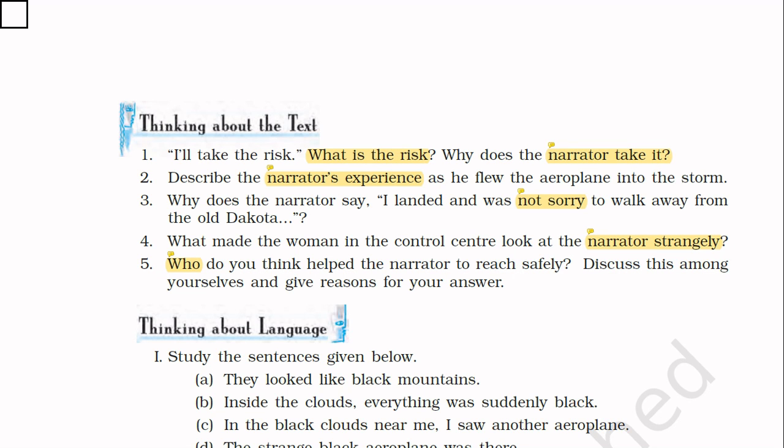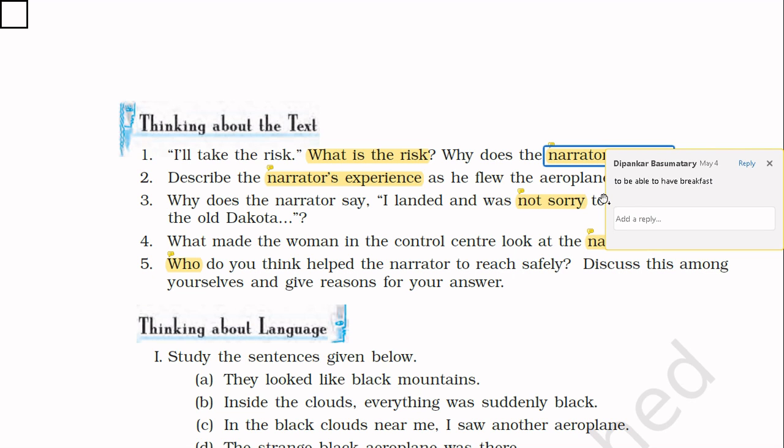I'll take the risk. What's the risk? The risk is going through the storm, flying into the storm. And why does the narrator take the risk? The narrator takes the risk to be able to have breakfast with his family in London.